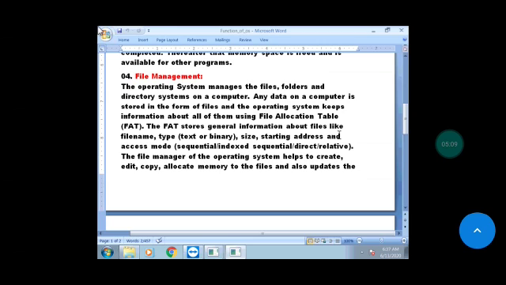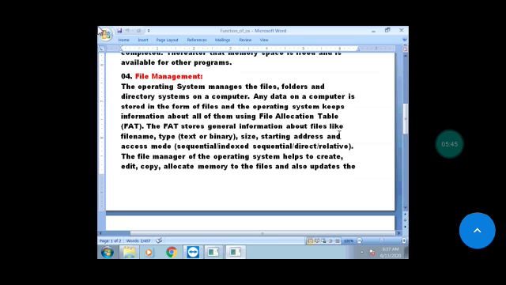Any data on a computer is stored in the form of files. You know it. Either it is the MS Word file, Excel file, whatever. And OS keeps information about all of them using FAT, file allocation table. And file allocation table contains much information like your file name, which type of file it is, TXT, binary, whichever the type of file it is. Even the size is also stored. Starting address also. Access mode, that means index ways.